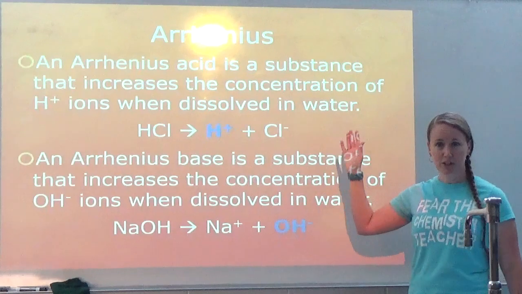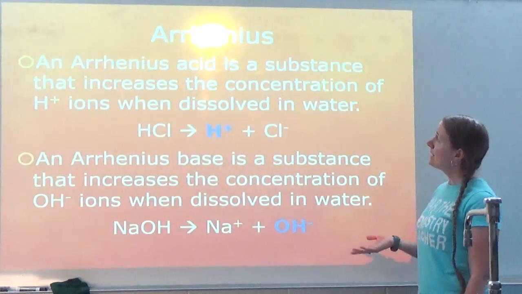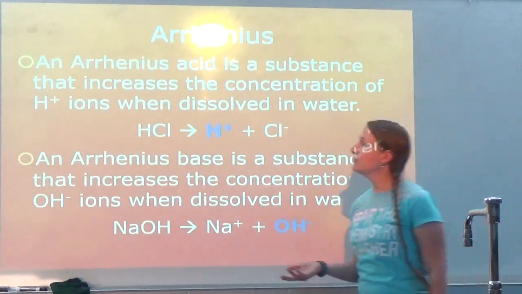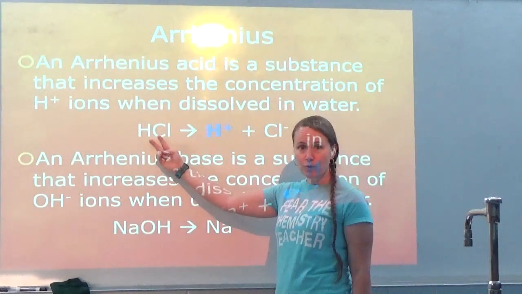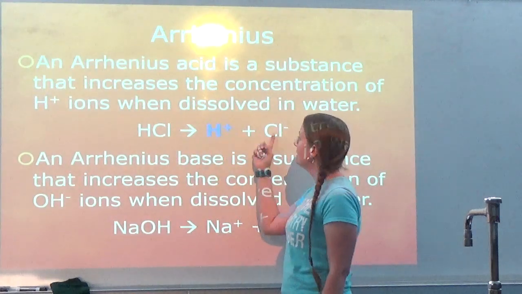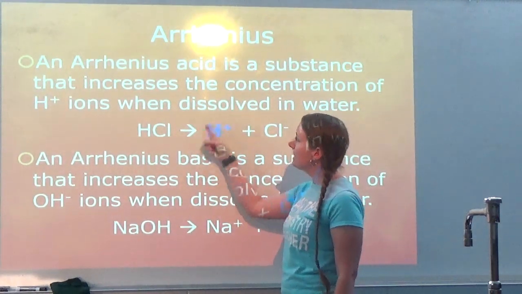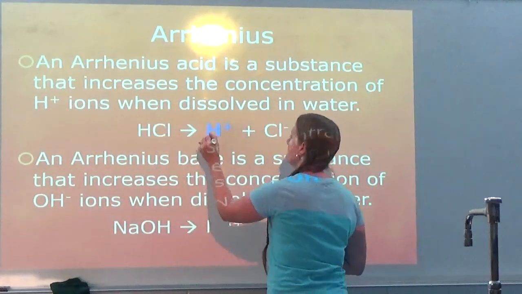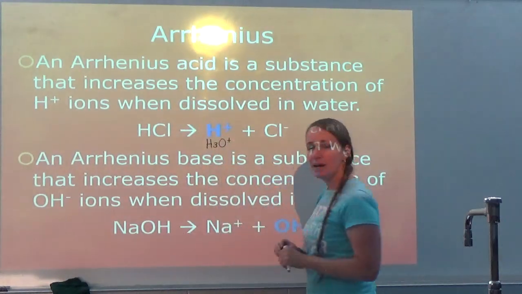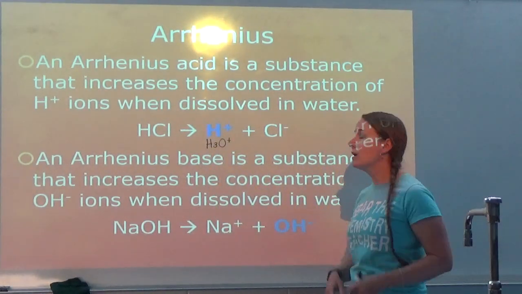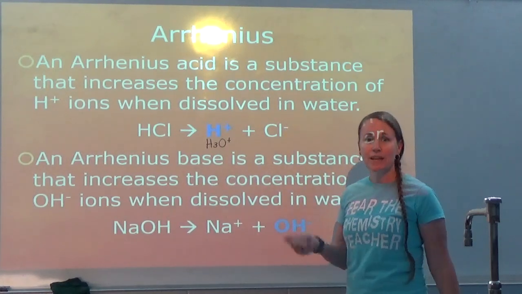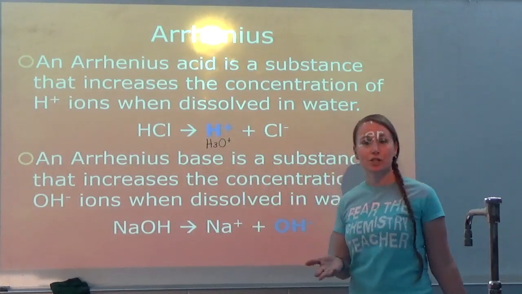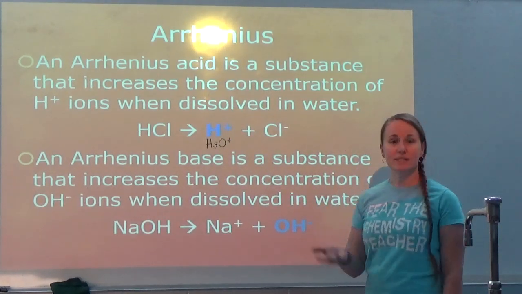So, Arrhenius definitions for acids and bases. An Arrhenius acid is a substance that increases the concentration of H plus when dissolved in water. So for example, HCl, when you dissolve it in water, is going to break up into H plus and Cl minus because it increases the H plus, or a lot of times we call this the H3O plus hydronium ion, because of course that's what it is when it bonds with a water molecule. That's considered an acid. So if it increases H plus or H3O plus, like I said, we'll use these interchangeably, then it's considered an acid.